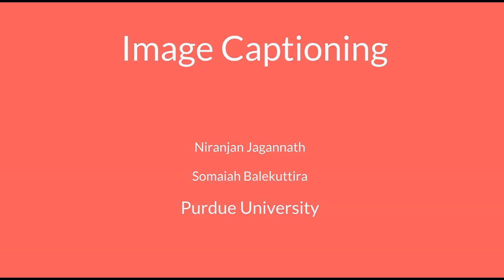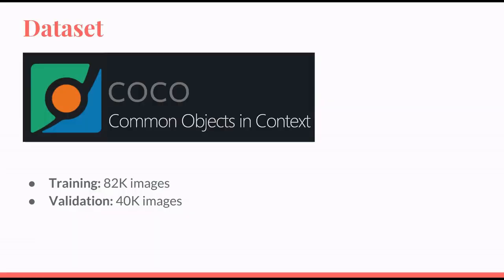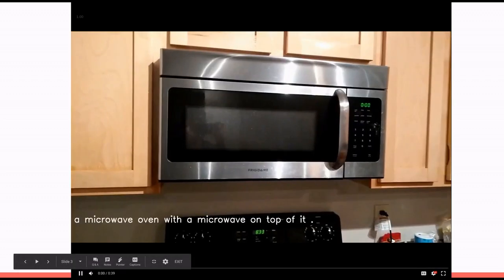So let's look at how we did this experiment. We used the Common Objects in Context dataset by Microsoft. It has 82,000 images and the corresponding captions which describe each image, and we have a validation set of 40,000 images. And let's look at a video of our results so we know how complex the task is.